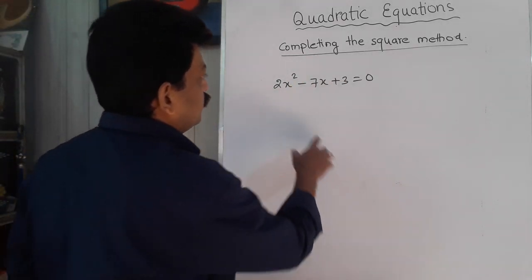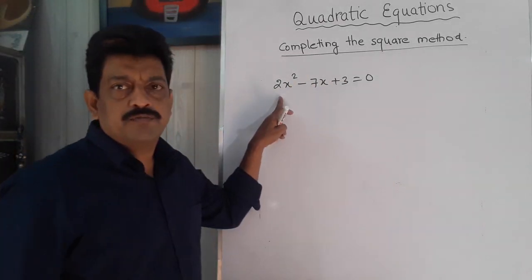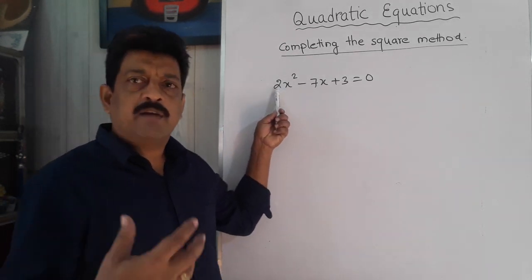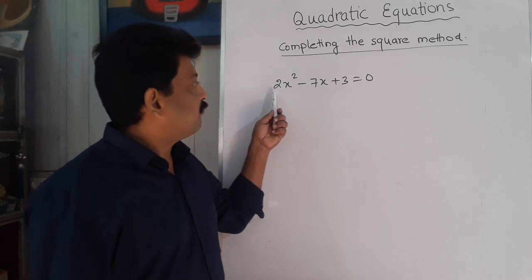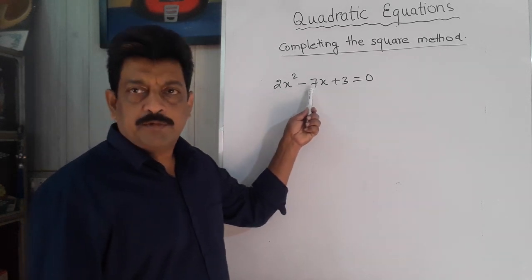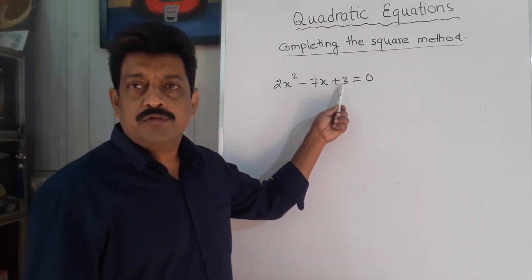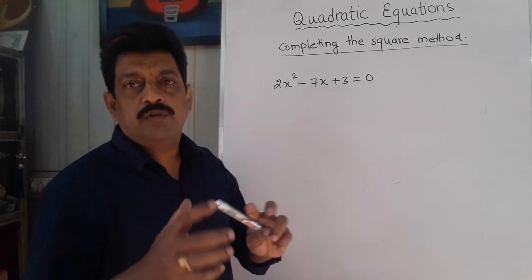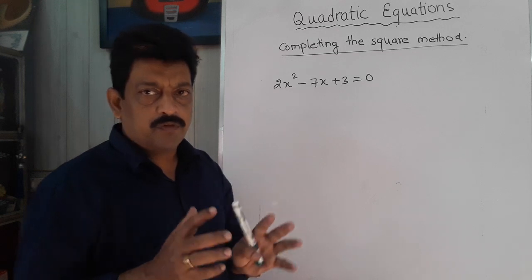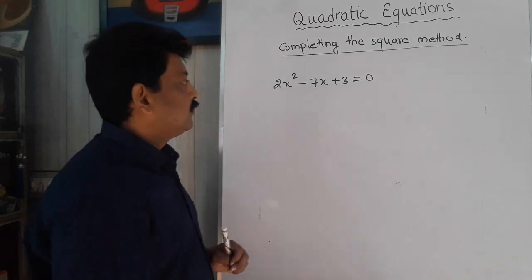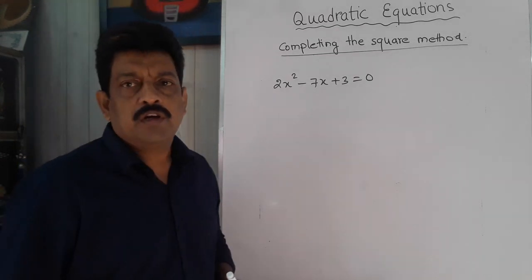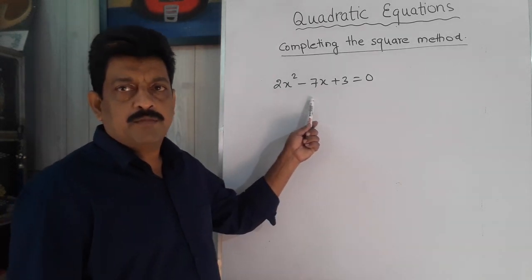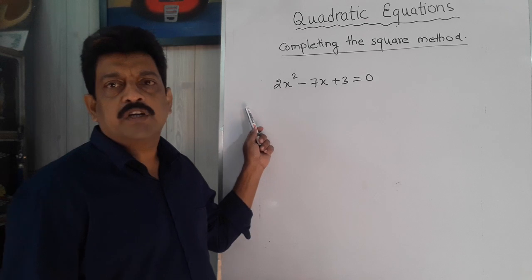Now as usual, if you divide the whole equation by 2, then this will become x square, which can be written as x whole square, but this will become 7 upon 2, this will become 3 upon 2. They are fractions and it is not easy to convert them into a whole square. You have to think a lot. So what I am trying to do is multiply the given equation with such a number that the first term becomes a whole square.